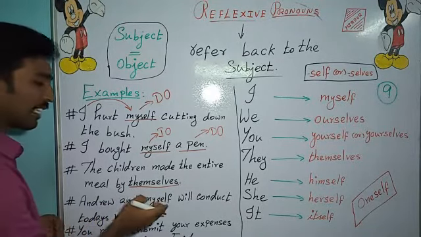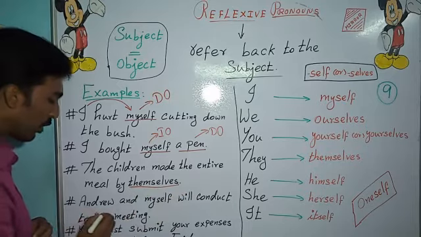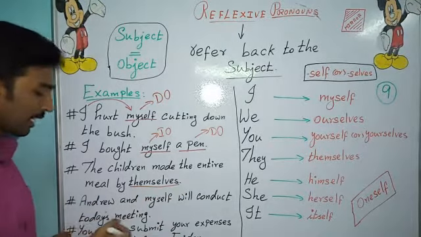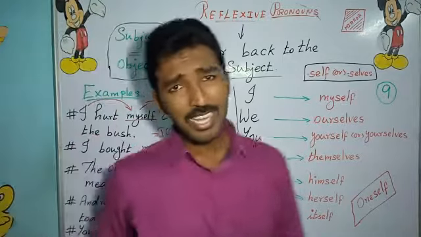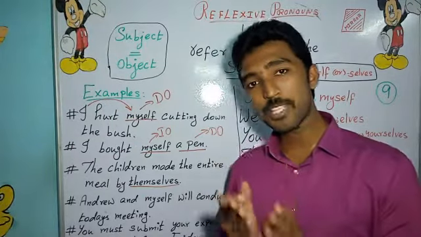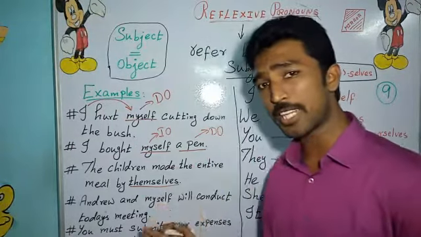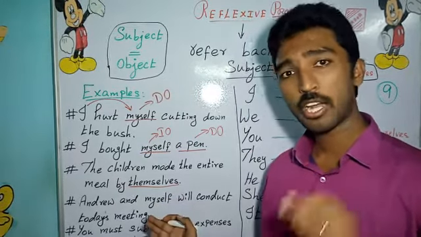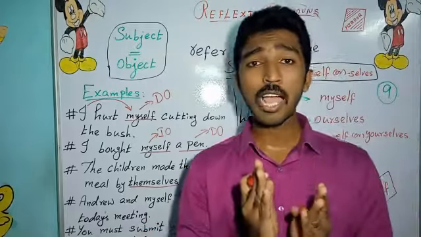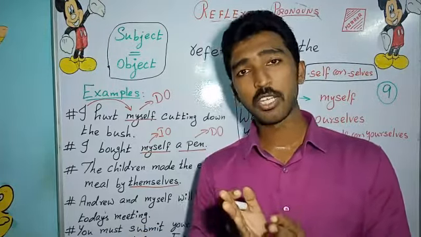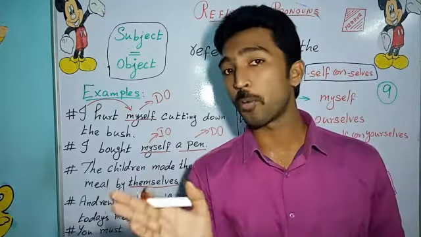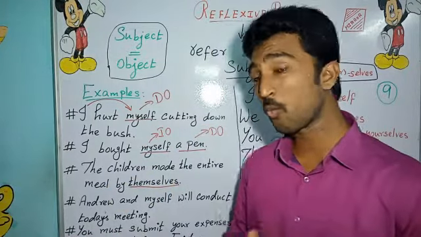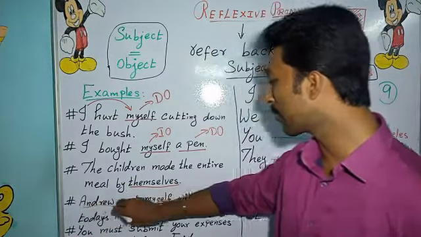And let us move to the next sentence. Andrew and myself will conduct today's meeting. Is the sentence correct? Is the reflexive pronoun used correctly in this sentence? Certainly not. A reflexive pronoun can come in the position of an object, not in the subject position. Here the reflexive pronoun was used in the subject position.